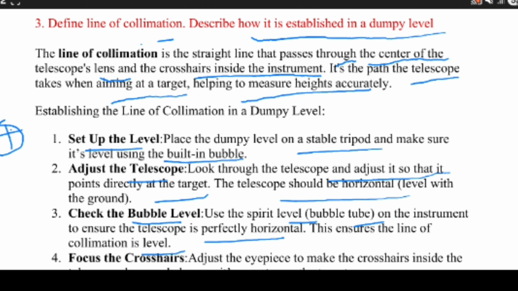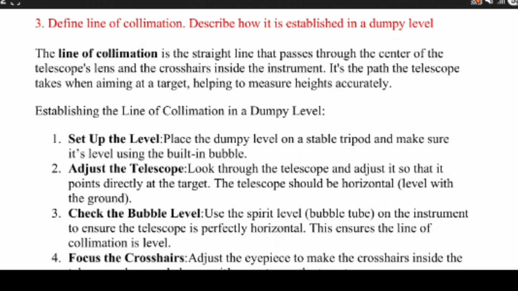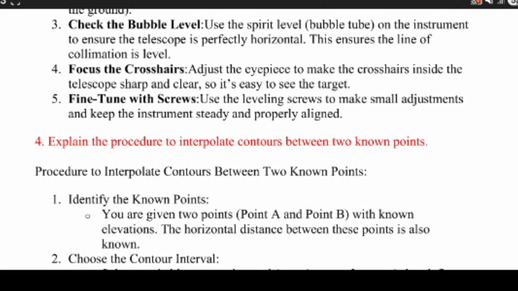That ensures it is perfectly horizontal and that the line of collimation is level. The bubble tube is like a tube, and the bubble should be at the center of the instrument. After checking the bubble tube, focus the crosshairs with the eyepiece to make the crosshairs inside the telescope sharp and clear. You can then easily see the target, and fine tune with the leveling screws with small adjustments if you want accuracy. With the help of that, you can make the instrument steady and proper.